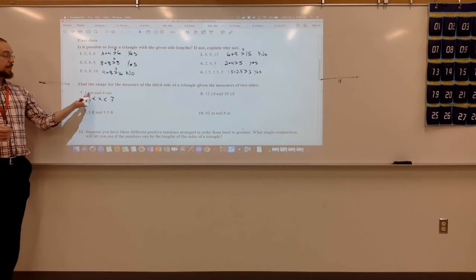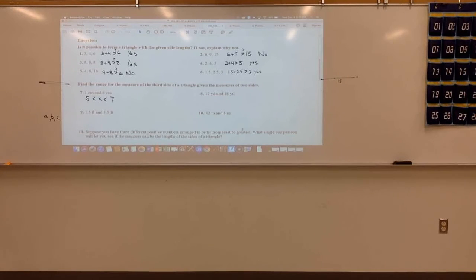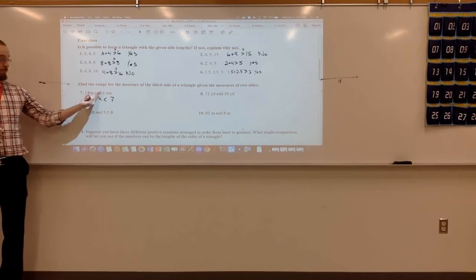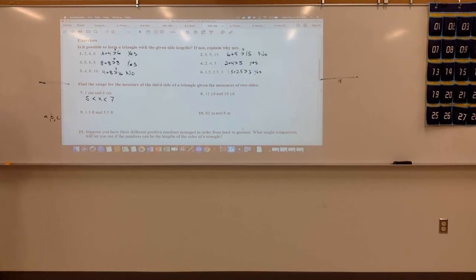The third side has to be less than the sum of those 2 sides. It has to be more than the difference of those 2 sides and less than the sum of those 2 sides. So to get the smallest that third side can possibly be, we just subtract those 2. To get the largest that third side could possibly be, we add them.